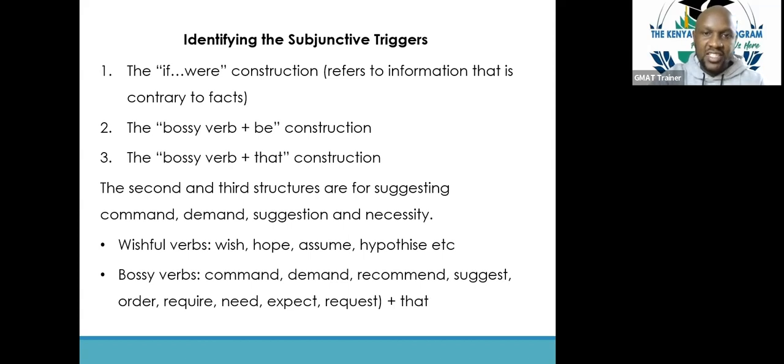So the second and third structures are for suggesting command, demand, suggestion, and necessity. So wishful verbs are also used in some instances. For example, if someone is expressing a wish or maybe a desire, that would also qualify as a subjunctive. And the verbs that would be used in that case will be wish, hope, assume, or hypothesize. The bossy verbs include command, demand, recommend, suggest, order, require, need, expect, request, etc. And those are used with that.